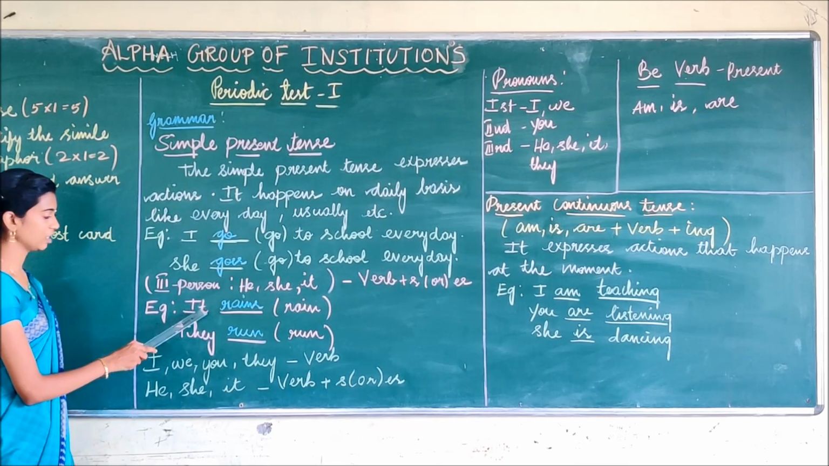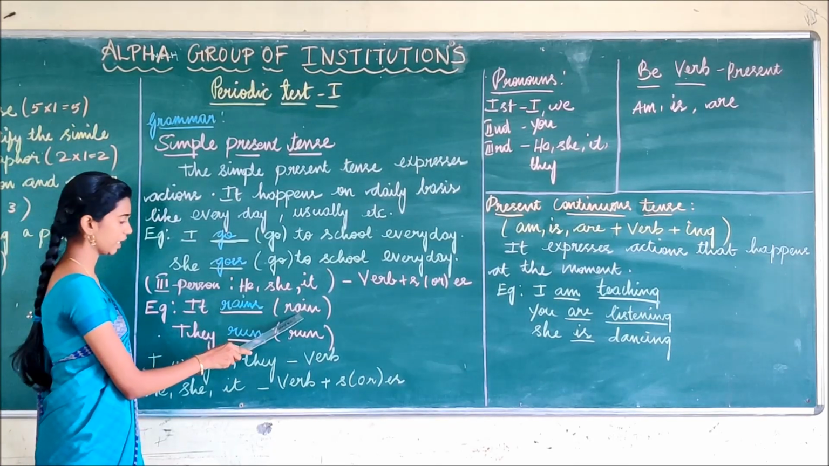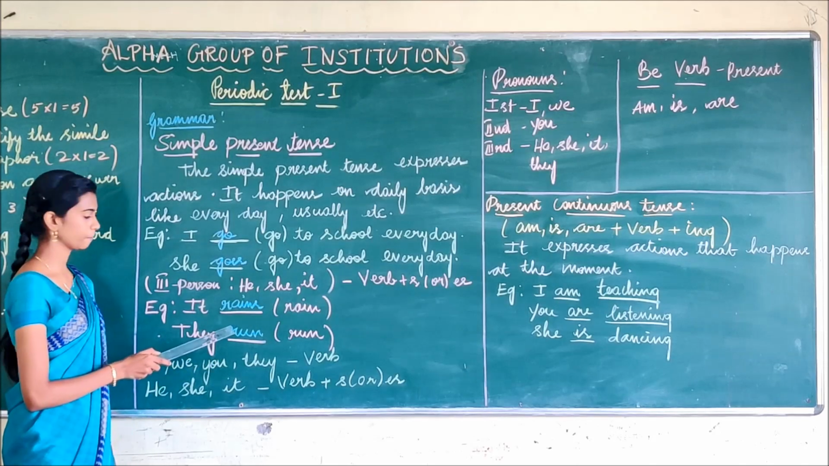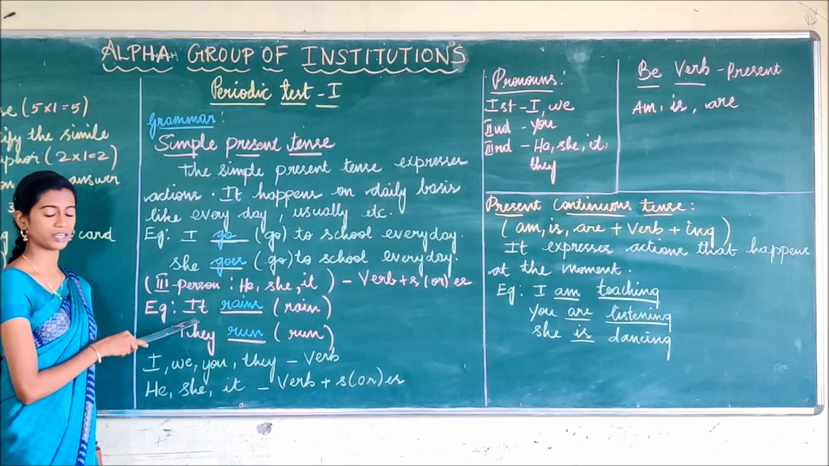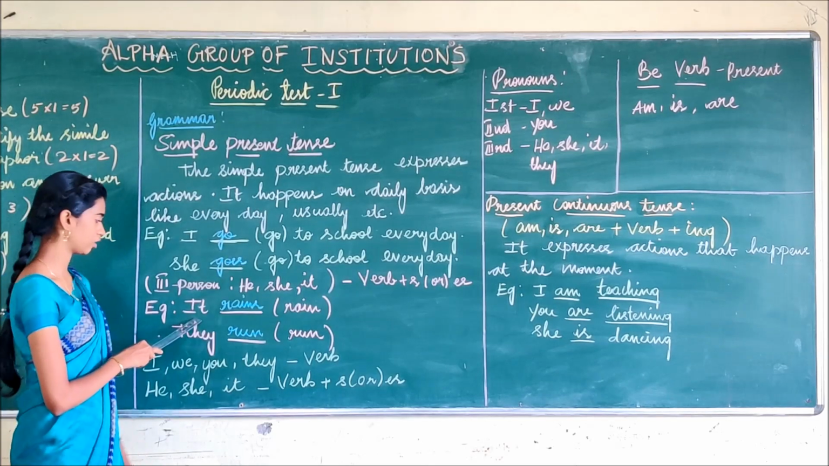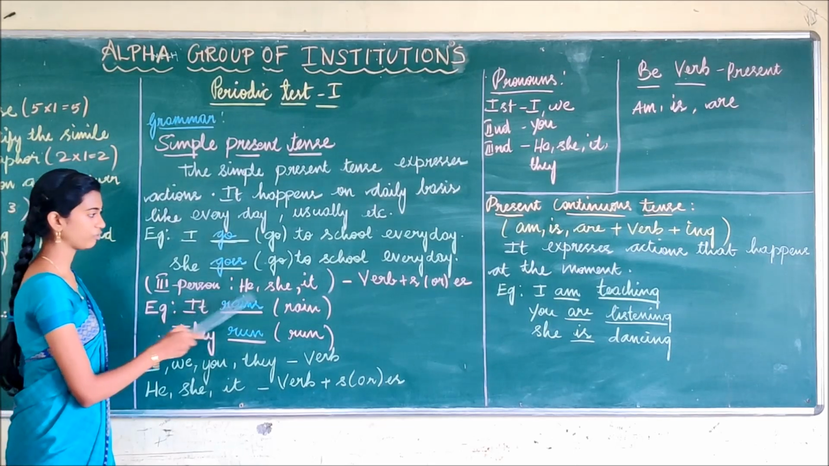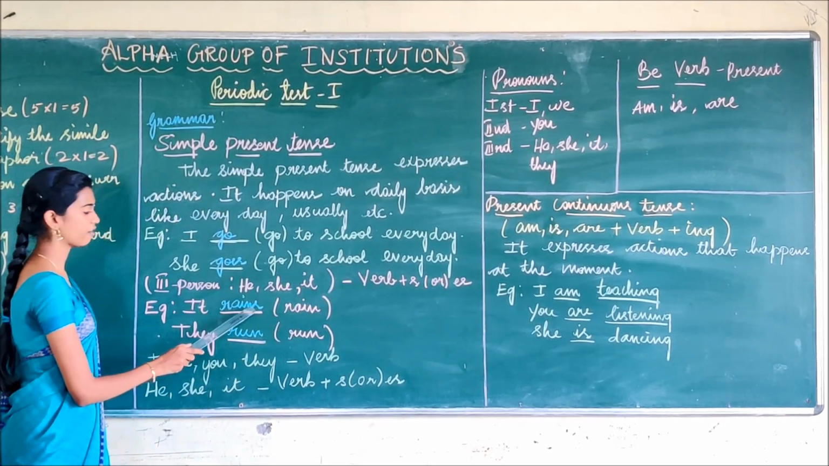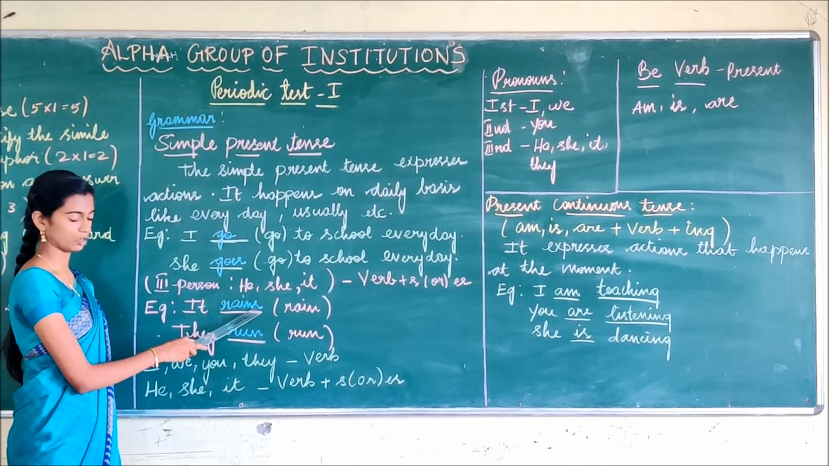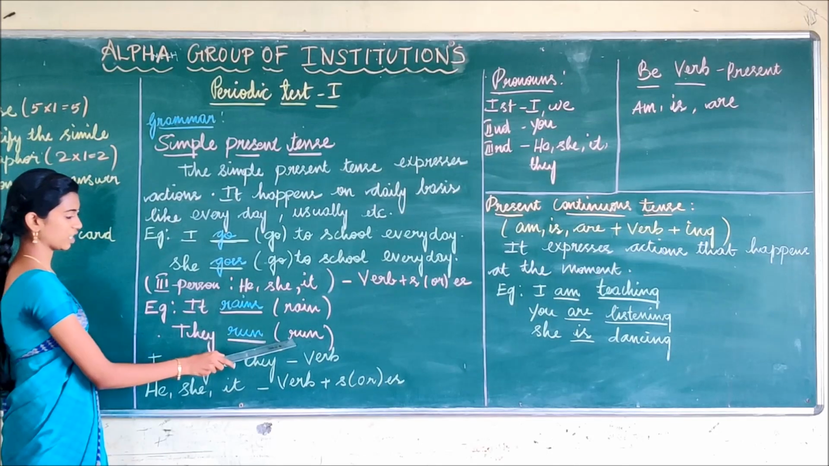See the example. It dash rain. So what you have to do? You have to see the subject here, whether it is the third person singular. So it is the third person singular, so you have to add verb plus s or es. So I have added only s here. It rains.